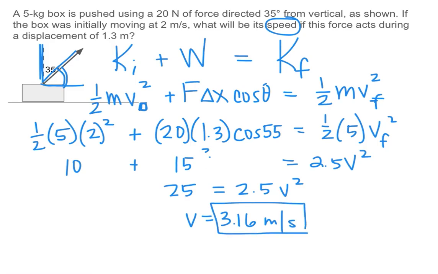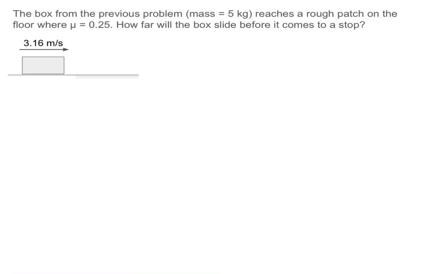All right, so let's look at the next step of what might happen and look at energy being taken away from the system as well. So here we have that same block, the 5 kilogram block, but it's moving at this 3.16 that we just found, and it reaches this rough spot of the ground, of the table. And so it's going to start to slow down. Energy is going to be redistributed. It's going to be taken from the kinetic energy, and it's going to go into thermal energy. It's going to heat up the block and the surface, the table.